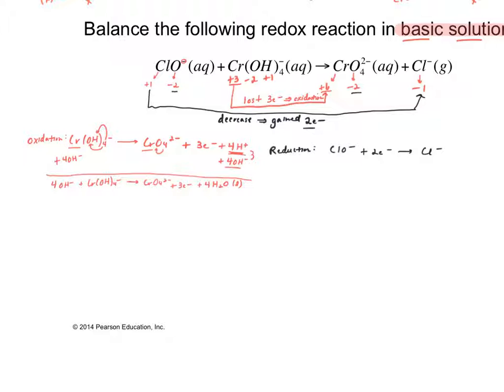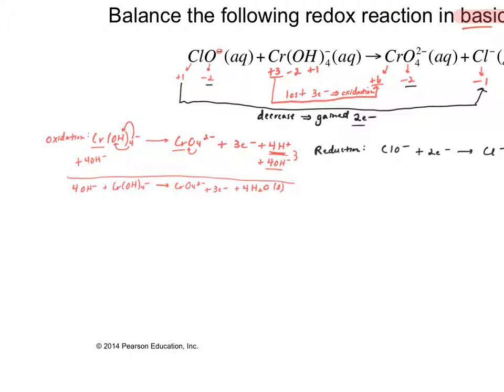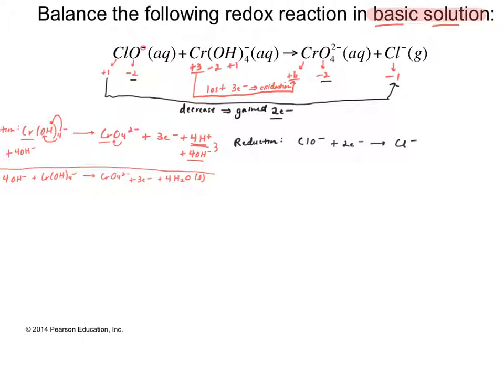Okay, so now that is balanced with respect to mass for the oxidation. I've got 8 oxygen overall, I've got 8 hydrogens, and I've got a chromium and a chromium, so we're good there. Okay, so same thing, we'll go over here. First step, anything besides oxygen and hydrogen. I've got a chlorine and a chlorine, so that is balanced. I have 1 oxygen over here, so I'm going to balance that by adding a water, liquid. And then I'm going to balance the hydrogens that I've added on the other side by adding an equivalent amount of protons. So I'm going to add 2 H pluses.